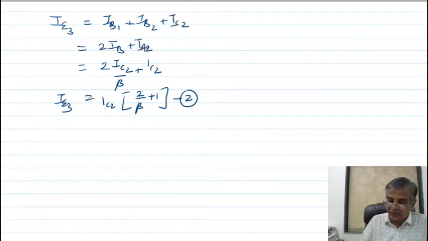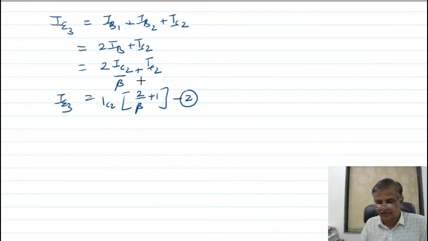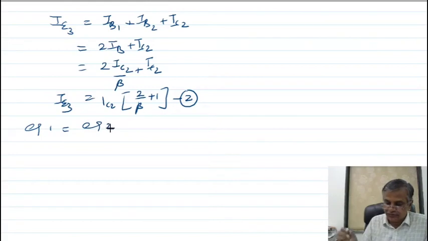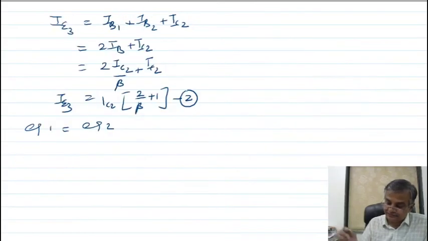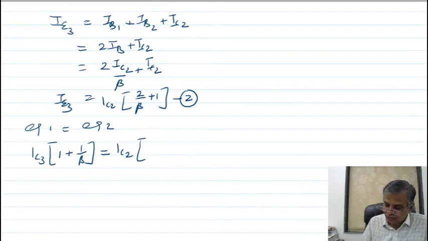Someone may say I want to write IC1 here. I don't mind, you can write IC1 also. Equation 1 is equal to equation 2. What equation 1 have you written? Look here. Equation 1 is IC3 times 1 plus 1 by beta. What is equation 2? IC2 times 2 upon beta plus 1.